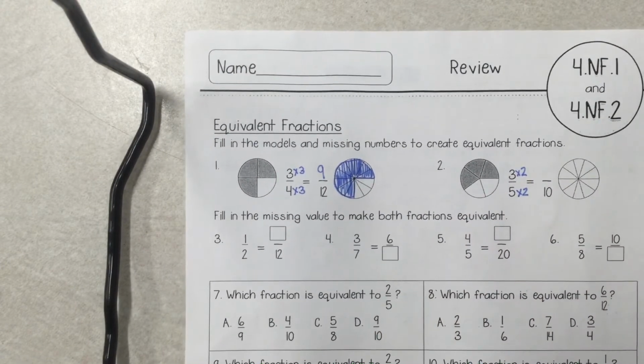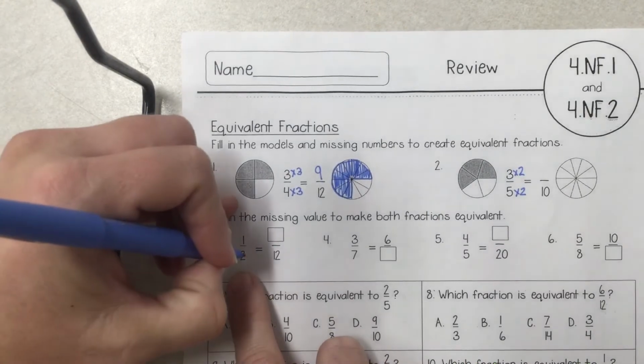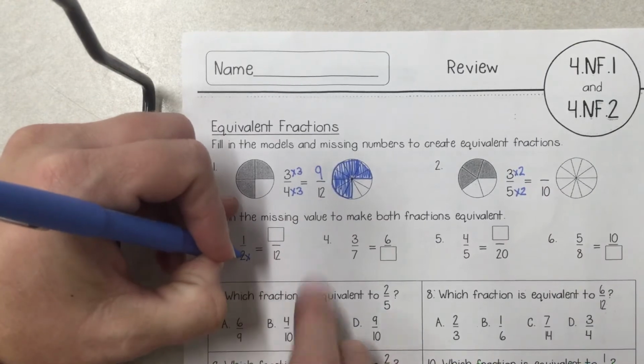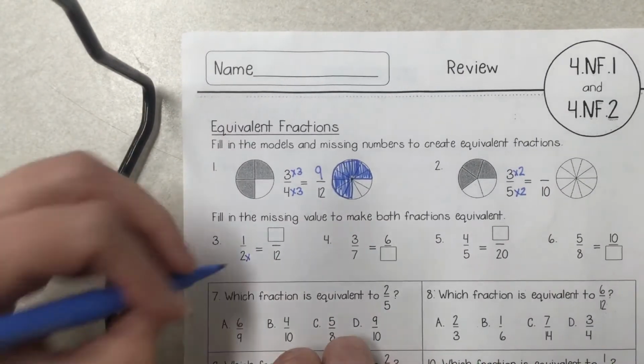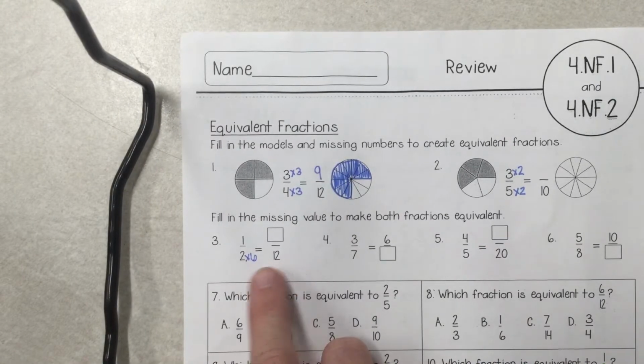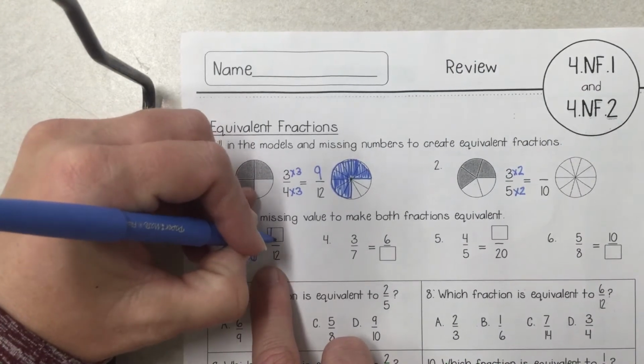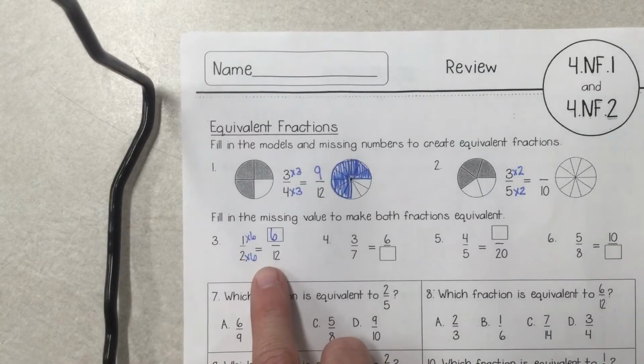Down here it says fill in the missing value to make both fractions equivalent. So I have 1/2, and it's asking me how many 12ths are equal to 1/2. So I'm thinking about the multiplication rule. I have to think, okay, how do I get from 2 to 12 using multiplication? Well, I know I can do 2 times 6 equals 12. And if I do times 6 for the denominator, I need to do times 6 for the numerator. And 1 times 6 is 6.